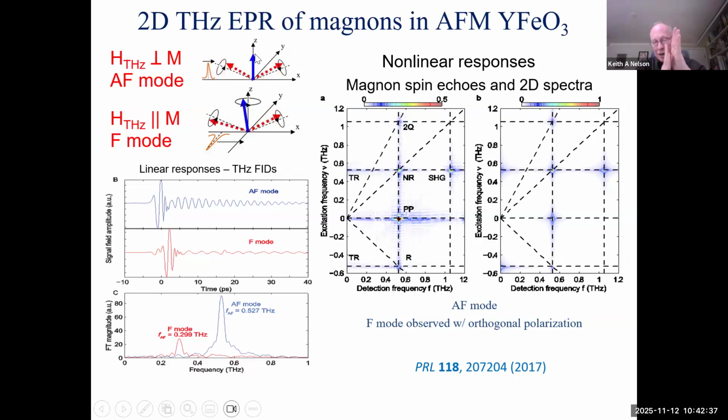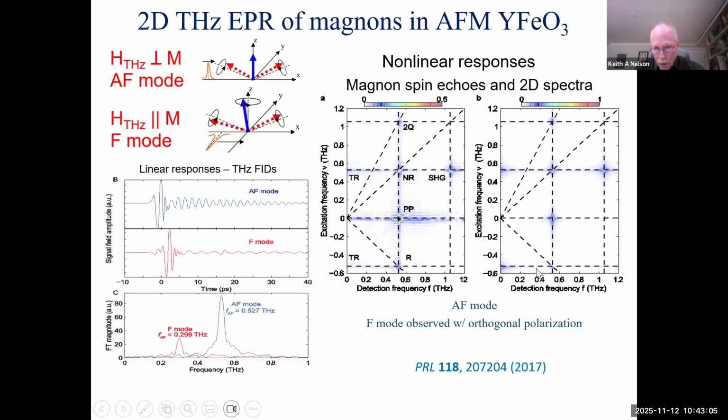This one, the quasi anti-ferromagnetic mode, is driven by a terahertz field that's in the direction of the magnetization, and it induces oscillations of the magnetization amplitude. These are just linear spectra. These are just free induction decays recorded with the two different terahertz incident polarizations, and these are their Fourier transforms. So we have two magnon modes at sub-terahertz frequencies at about 0.3 and about 0.57 terahertz.